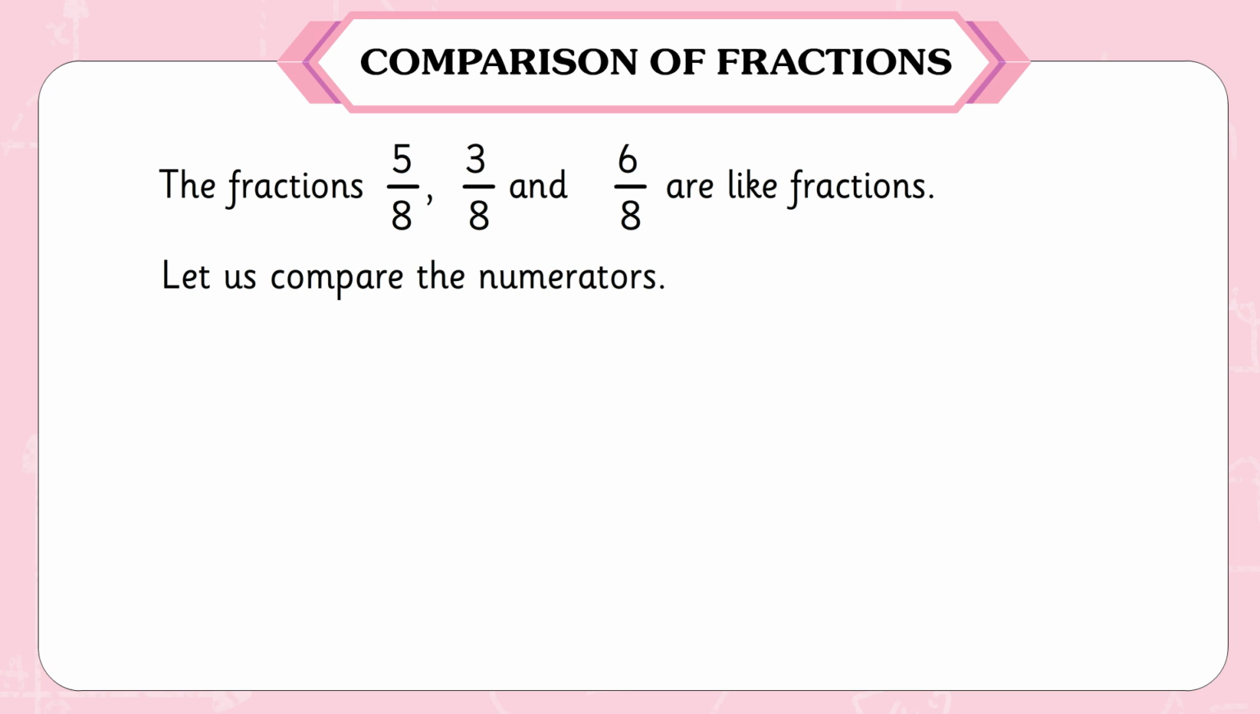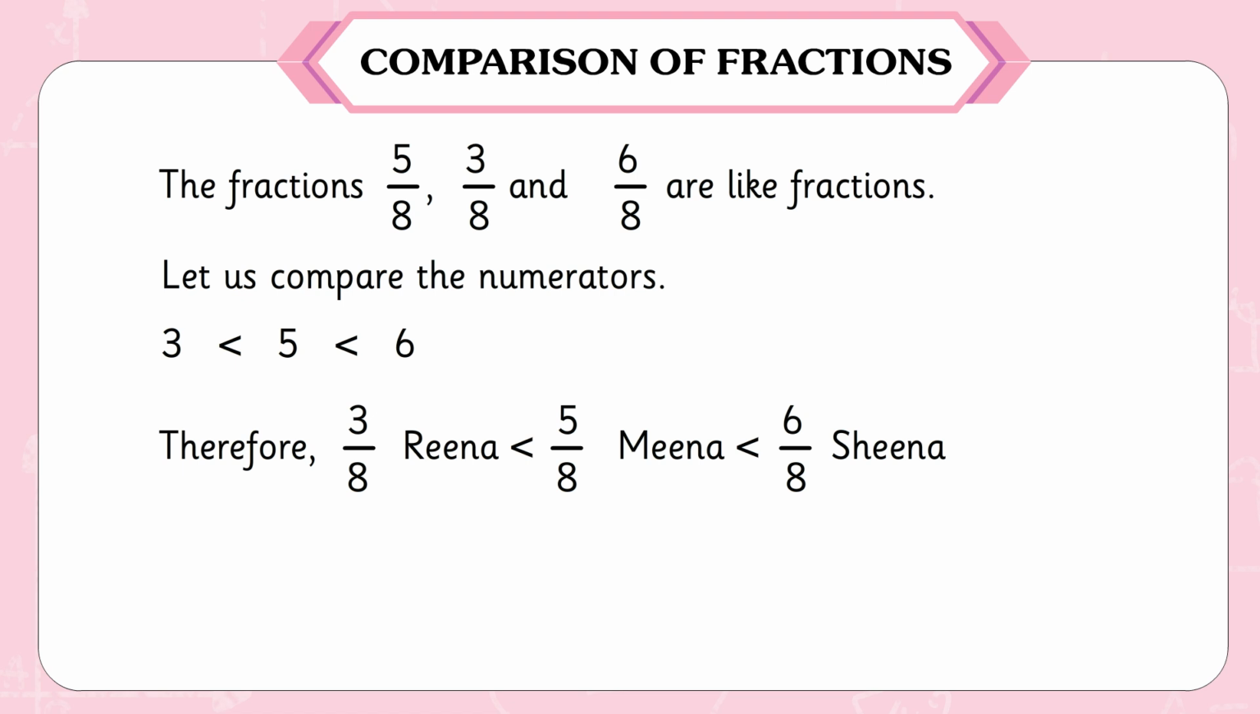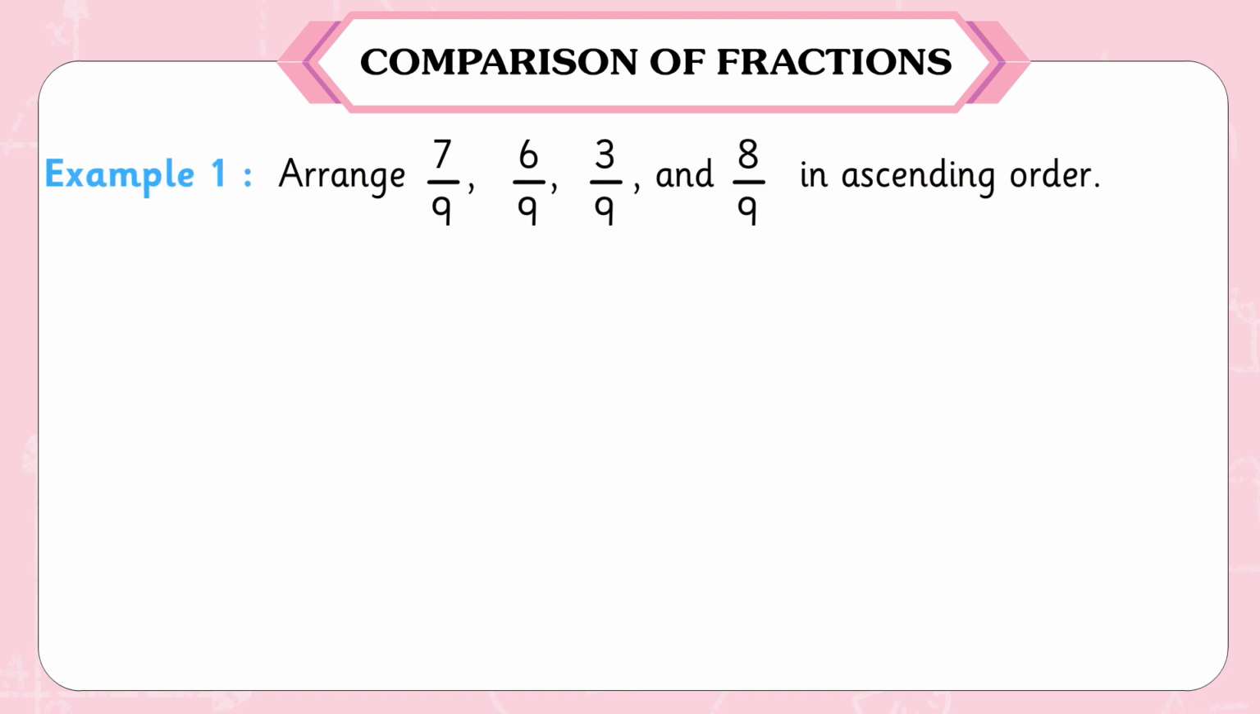Let us compare the numerators. 3 is less than 5 is less than 6. Therefore, 3 by 8, Reena, is less than 5 by 8, Meena, is less than 6 by 8, Sheena. Answer. 3 by 8 is less than 5 by 8 is less than 6 by 8.